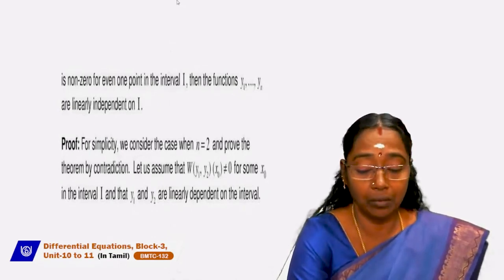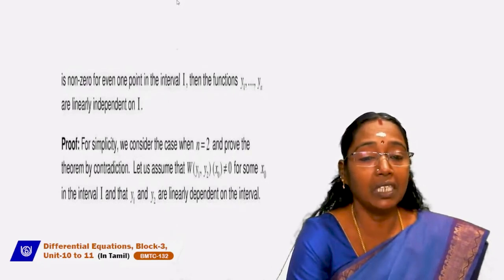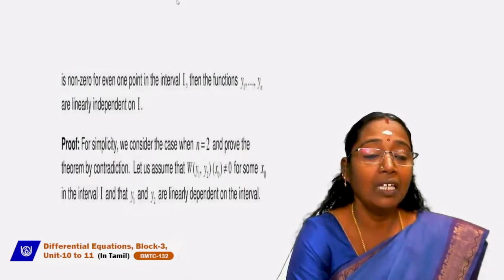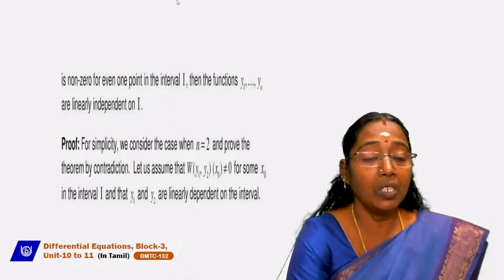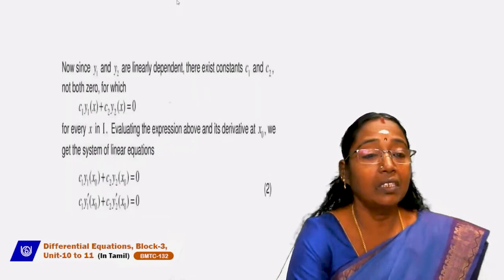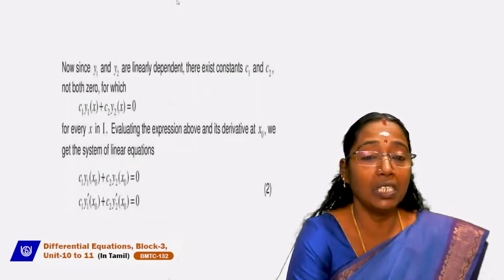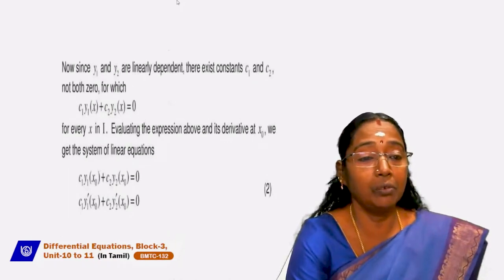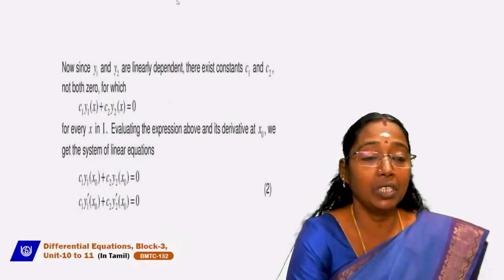The proof for this theorem, for simplicity, we consider the case when n equals 2 and prove the theorem by contradiction. Let us assume that W of y1, y2 at x0 is not equal to 0 for some x0 in the given interval, and that y1 and y2 are linearly dependent on that interval. Then there exist non-zero constants c1 and c2 for which the linear combination c1 y1 of x plus c2 y2 of x equals 0 for every x in I.